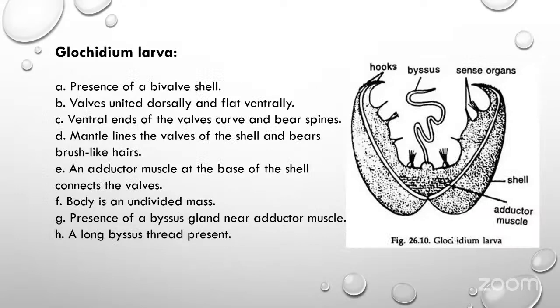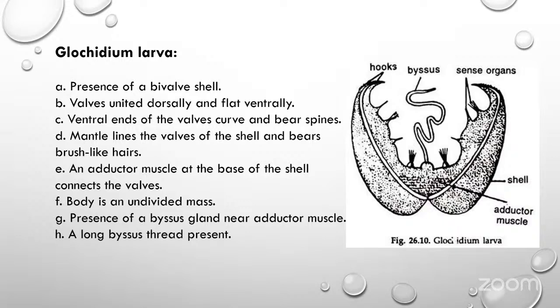If you look at this picture, you would know how the glochidium larva looks. It has hooks, byssus, sense organs, shell, and the abductor muscle. It has a bivalve shell, valves united dorsally and flat ventrally. Ventral ends of the valves curve and bear spines. Mantle lines the walls of the shell and bears brush-like hairs. An abductor muscle at the base of the shell connects the walls.